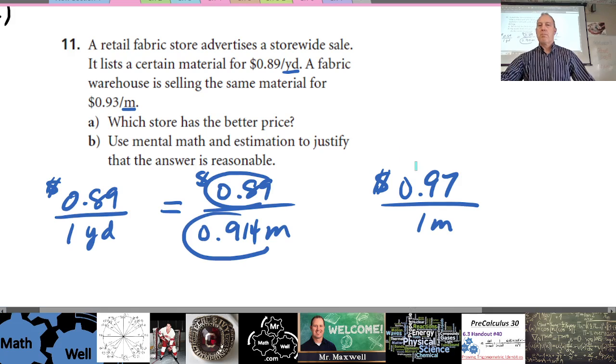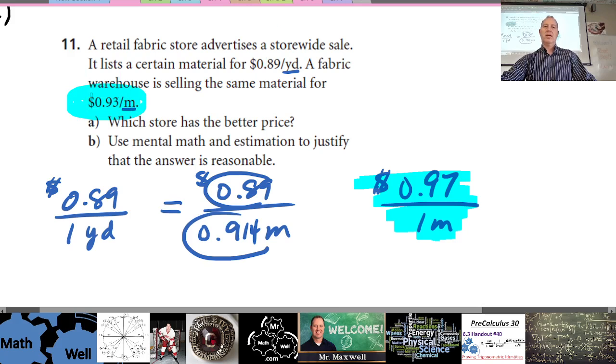So now you compare this given, 93 cents per meter, and this is 97 cents per meter. Which one's the better deal? This one's the better deal, because we've compared them with the same units and this number is smaller. So it's not a good idea to always go with the smaller price, because this is a much smaller thing.